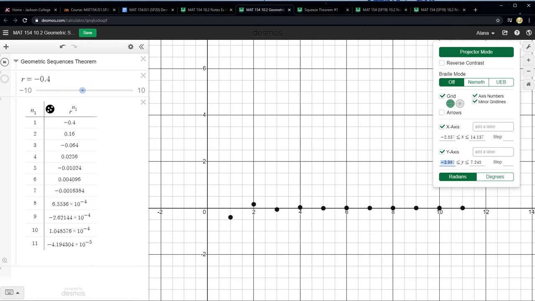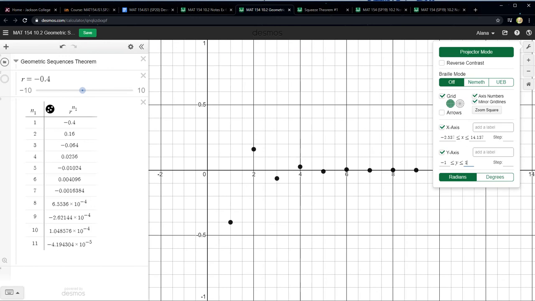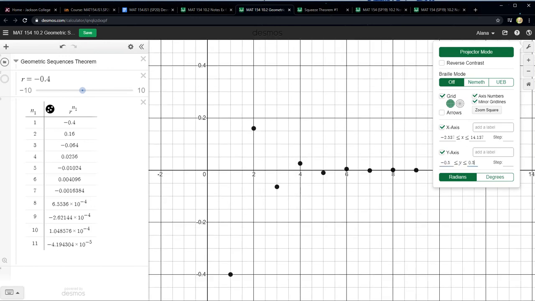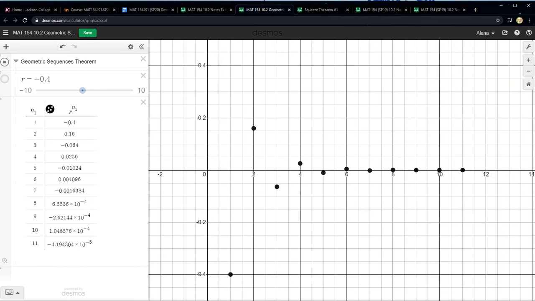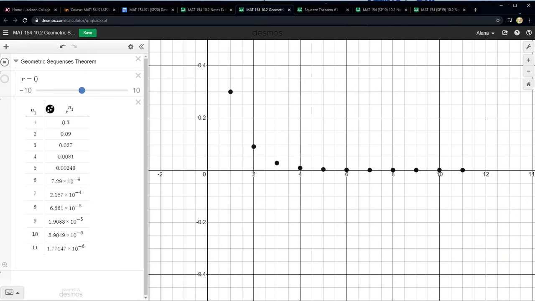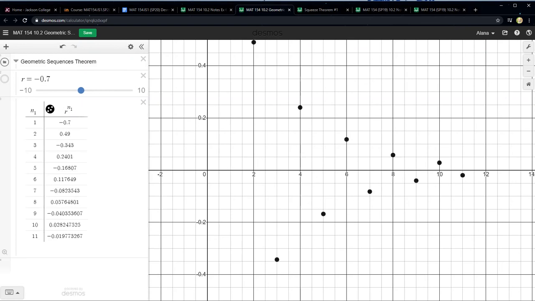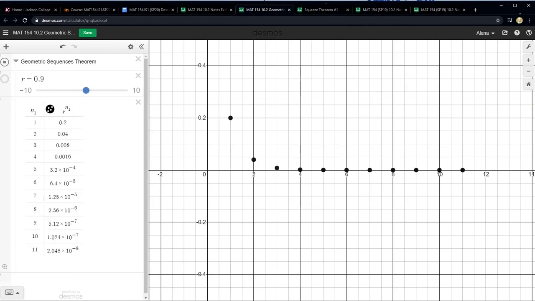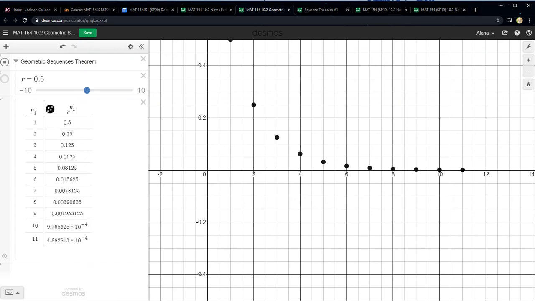So I don't mind the x's, but I do mind the y's. So I'm going to go like that, so that way we can see a little bit better. Here. There we go. Now we're cooking. Okay, so see those dots? So for a negative r value, it's bouncing, right? Positive, negative, but it's converging. And then over here, positive r value, it's converging.